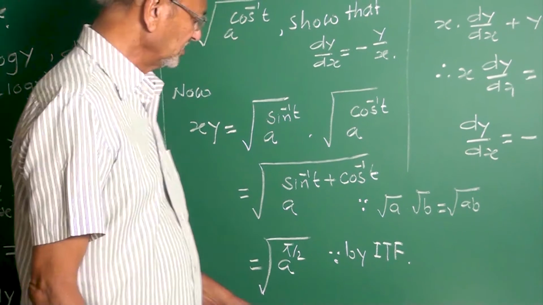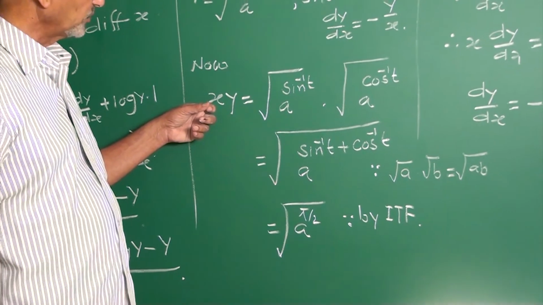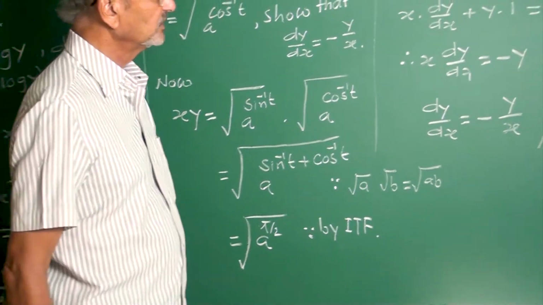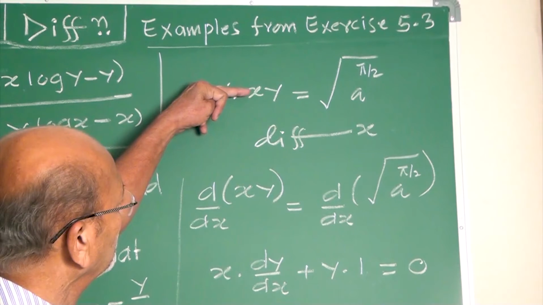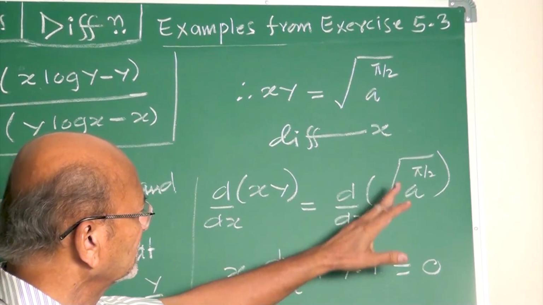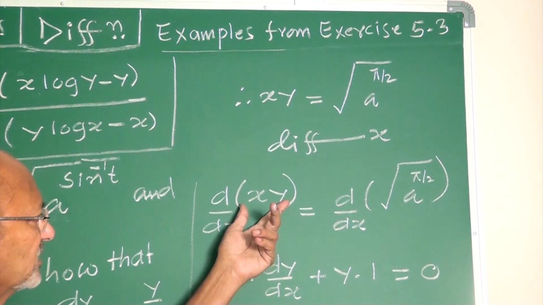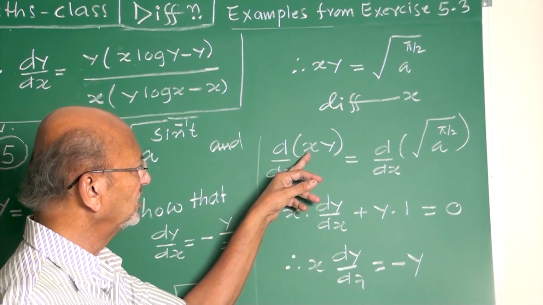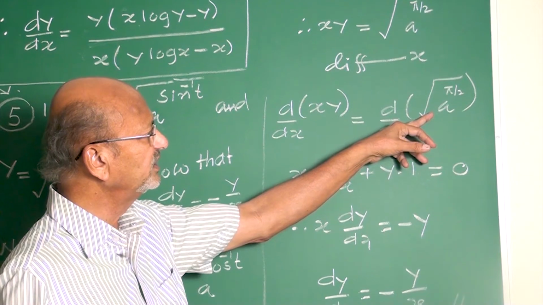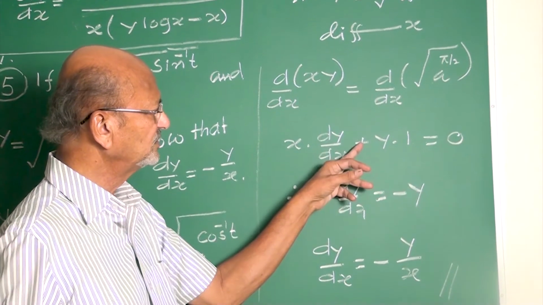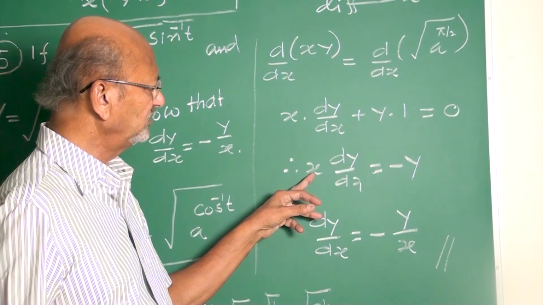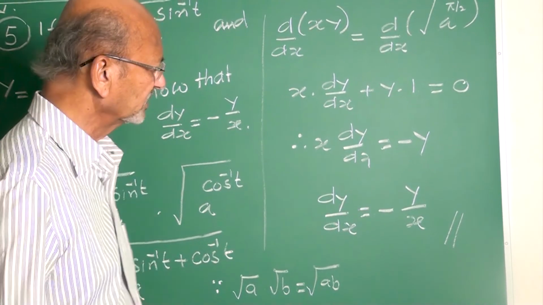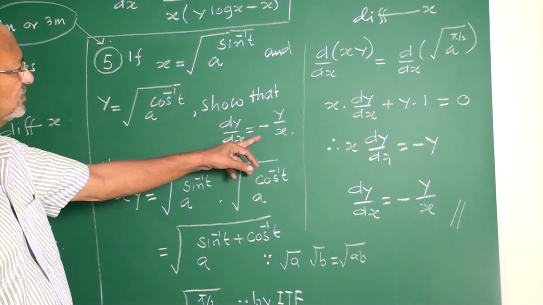I have written it once again. Therefore, LHS is xy equal to RHS, square root a to the power pi by 2. Differentiate with respect to x. Derivative of LHS equals derivative of RHS. It is a product: first function into derivative of y, dy by dx, plus y into derivative of x, which is 1. This being a constant, its derivative is zero. Shift y: minus y, and dividing by x, so dy by dx is minus y by x.